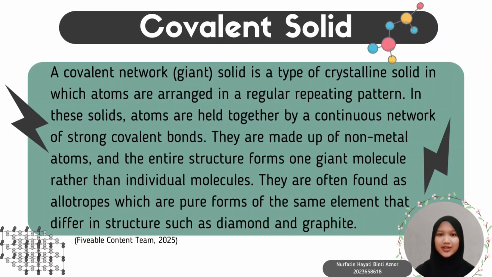A covalent solid, also known as a covalent network or giant solid, is a type of crystalline solid in which atoms are arranged in a regular repeating pattern. In these solids, atoms are held together by a continuous network of strong covalent bonds.